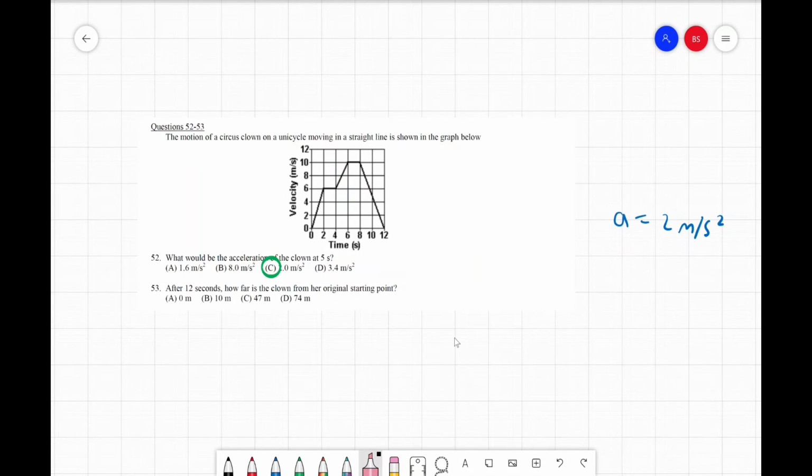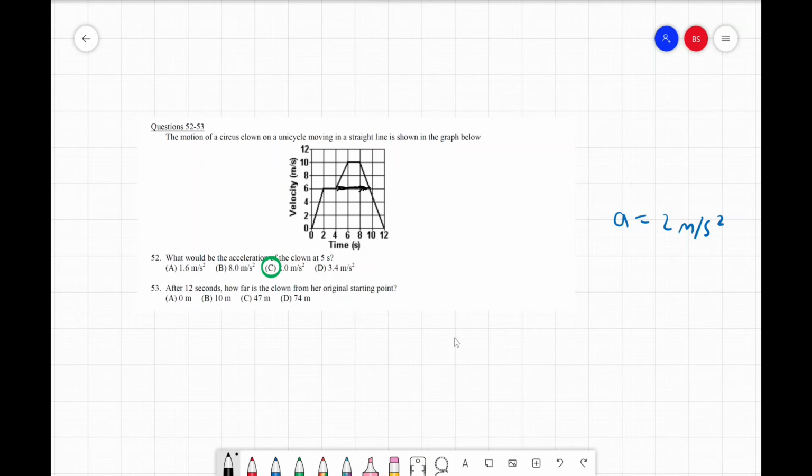Our second question is, after 12 seconds, how far is the clown from her original starting point? Notice that here we are talking about the distance of the clown. And recall that the distance traveled in a velocity time graph is the area under the graph. So we need to find the area under this graph. Notice that we can split this into 2 trapezoids, as shown over here.